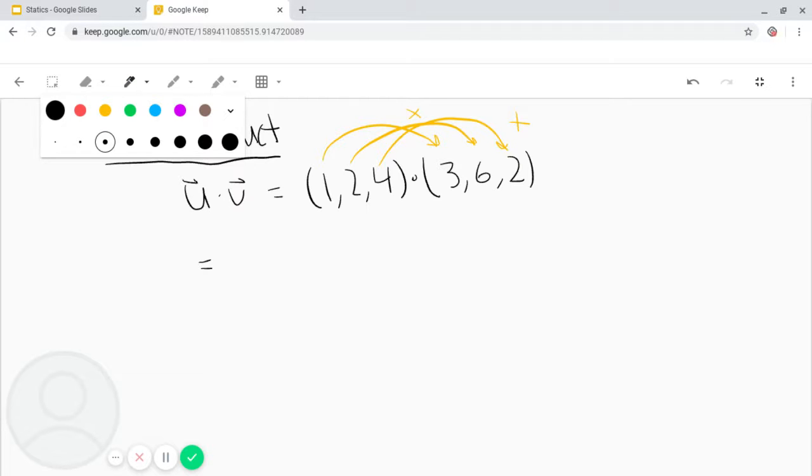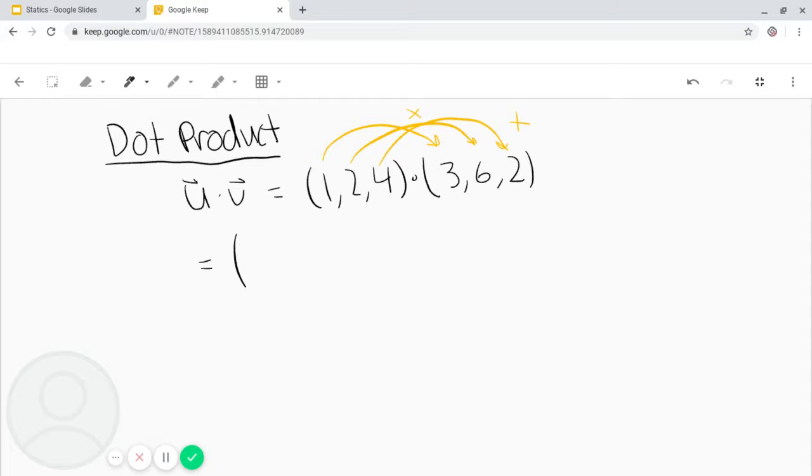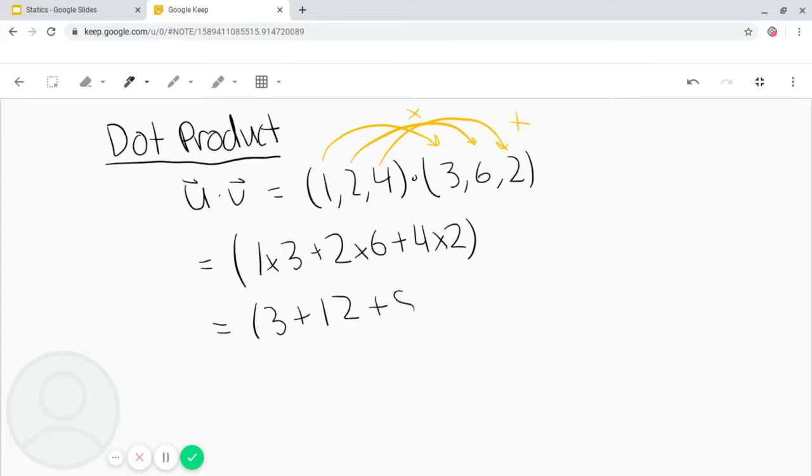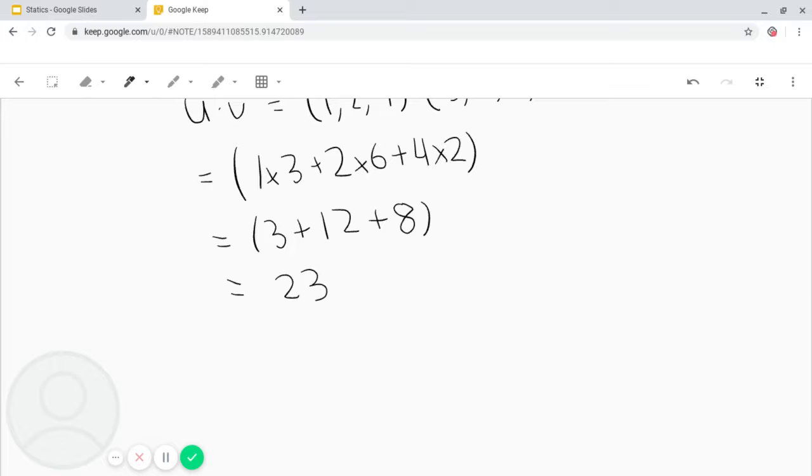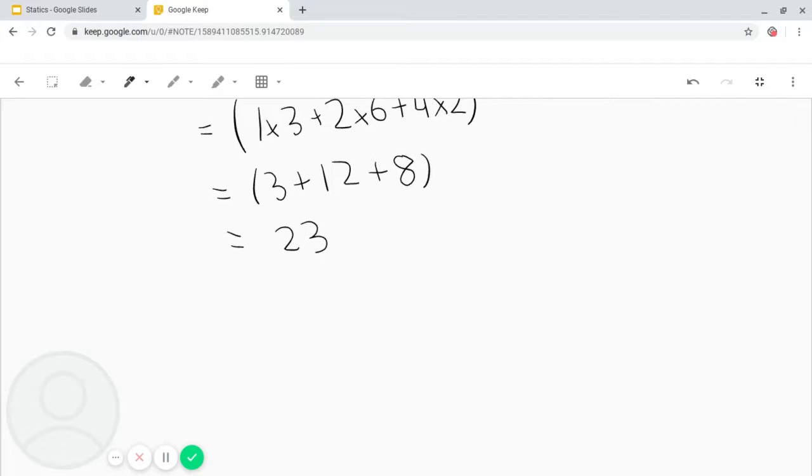So 1 times 3, well, I'll write it out. 1 times 3 plus 2 times 6 plus 4 times 2. This is equal to 3 plus 12 plus 8. And this is simply equal to 23, if my calculations are correct. So that's pretty simple. So you can see the dot product is pretty simple.